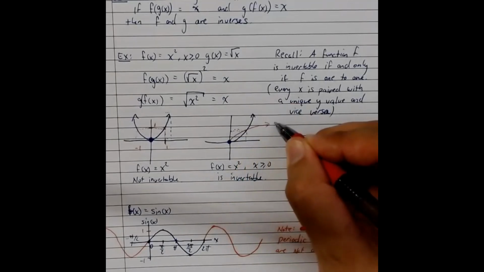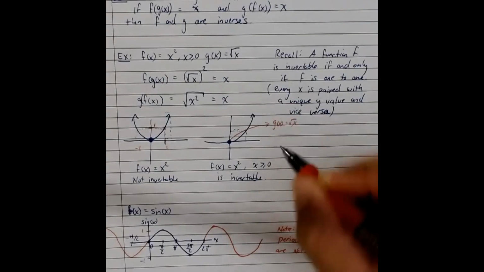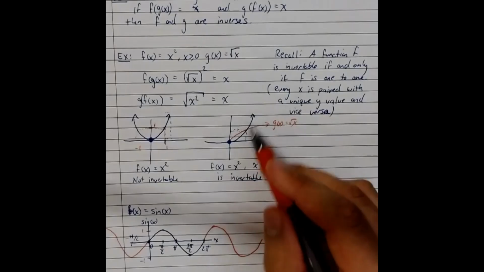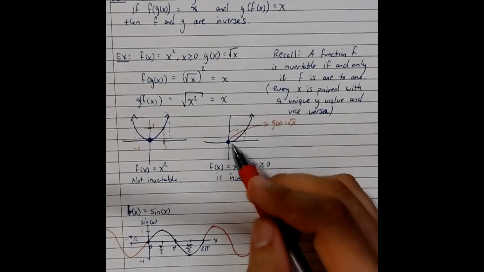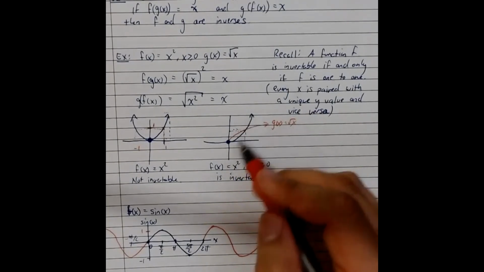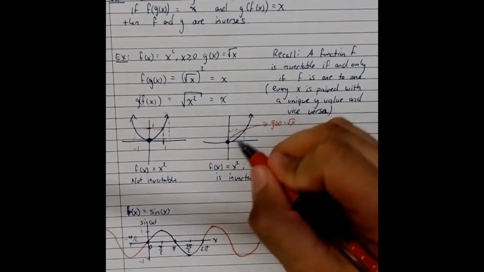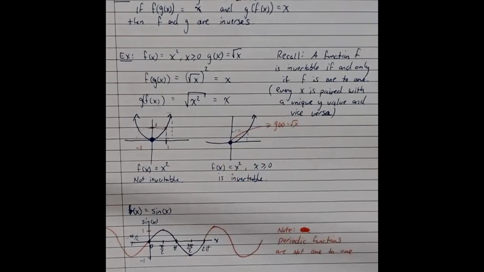This right here is the positive square root of x. Notice that these are reflections of each other, not across the x-axis. One would be up here and one would be down here. And they're not reflections across the y-axis. One would be over here and one would be over here on the left. Rather, they're reflections of each other across this line, which is the line y equals x.